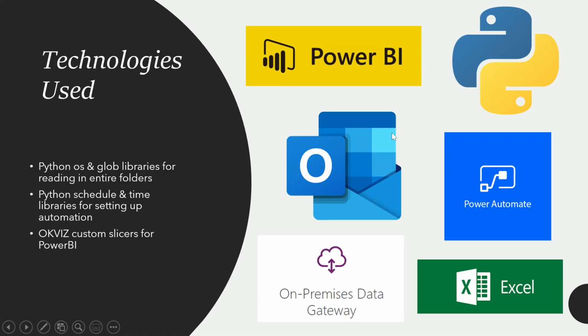I'm going to jump back to my deck really quick and talk about some of the technology I used in order to automate this and get it onto this Power BI dashboard. Like I said before, I used the OS and glob libraries for reading in entire folders, and then the schedule and time libraries in Python to set up the automation. That OKViz custom slicer was the slicer I used for the service course. You can see the emblems of the other technologies I used for the dashboard. Power Automate and the on-premises data gateway we didn't really get into in the NSS program, but they definitely serve their place here for this dashboard, and I feel like I can add them to my repertoire now. They're super handy tools to use.